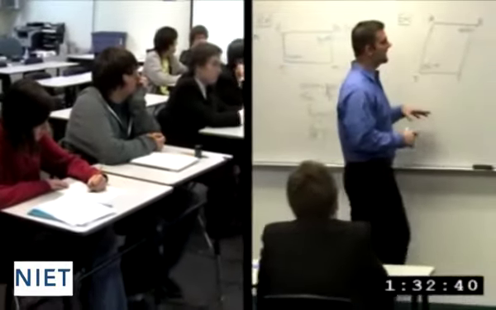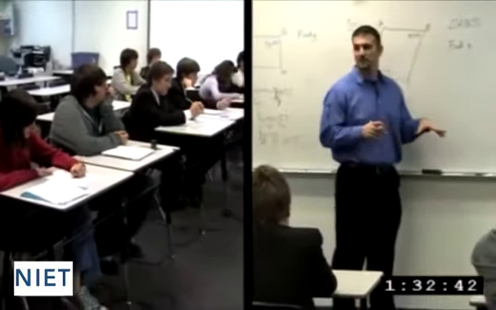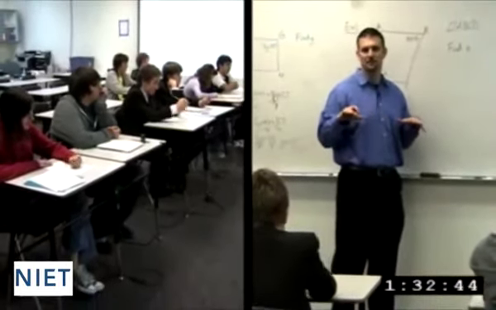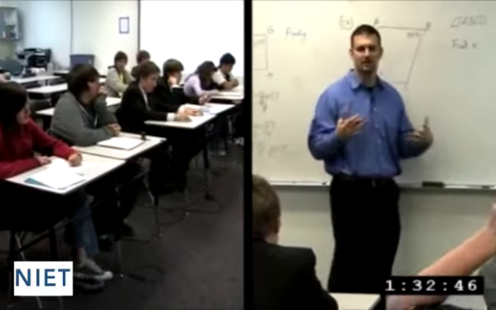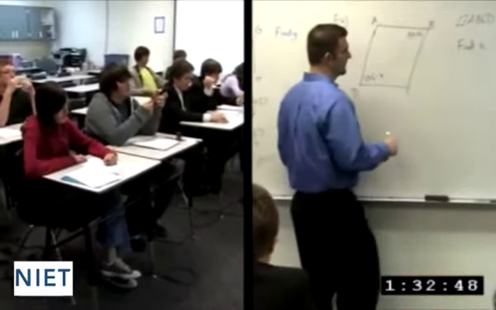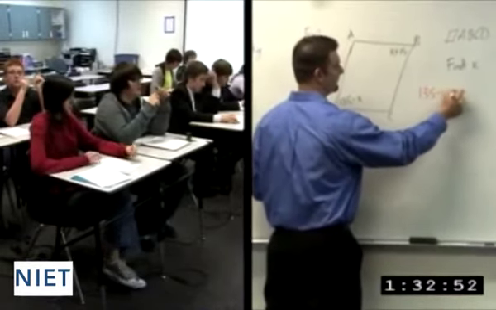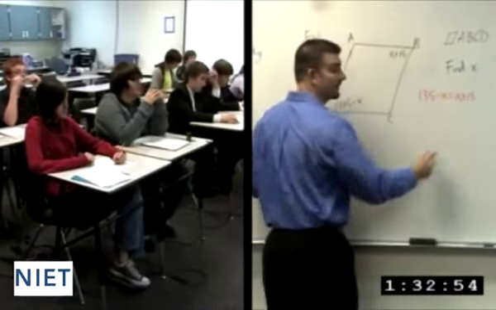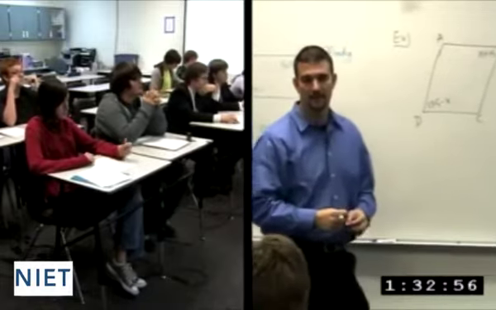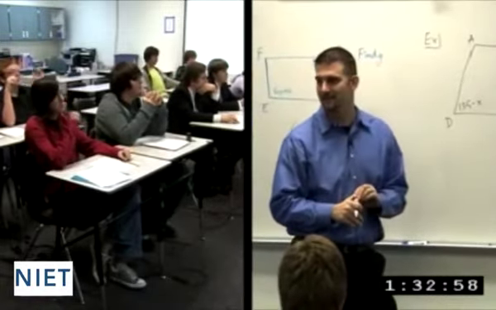Now, we found x, so someone take me through the first step here. Bobby, what was your first step? I did 135 minus x is equal to x plus 15. That looks great to me. Thank you. Any questions so far on this? Anybody do the next step?